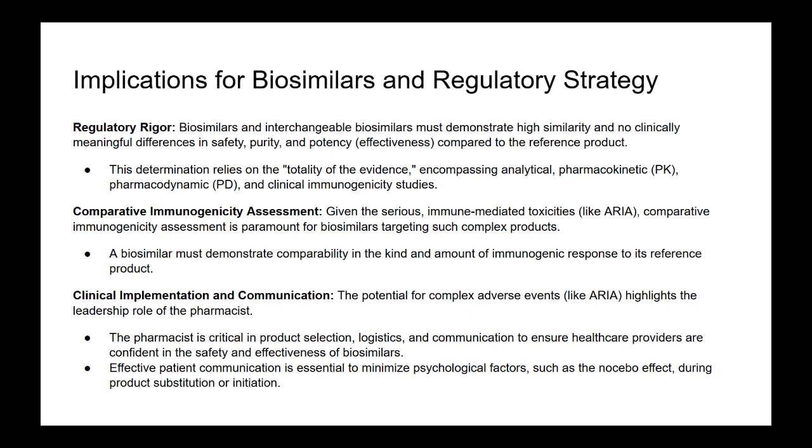When a regulatory agency like the FDA or EMA is considering approving a biosimilar version of a complex biologic that has known serious safety concerns like ARIA, or requires specific risk management strategies like APOE genotyping, the standard for demonstrating biosimilarity is appropriately high. The approval relies on the totality of the evidence, meaning the biosimilar manufacturer has to provide extensive analytical data showing high structural and functional similarity, pharmacokinetic and pharmacodynamic equivalence, and crucially, comparative clinical data.